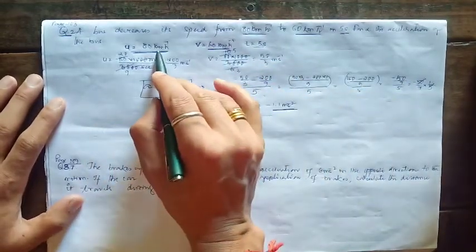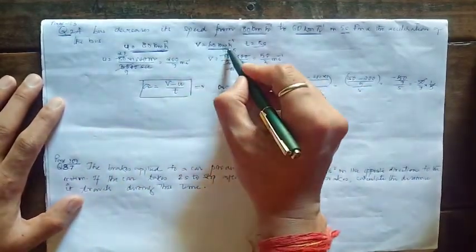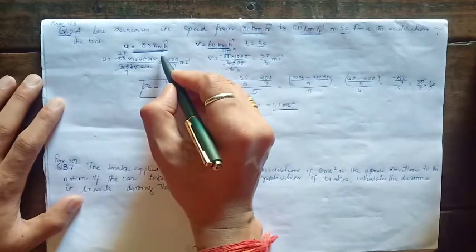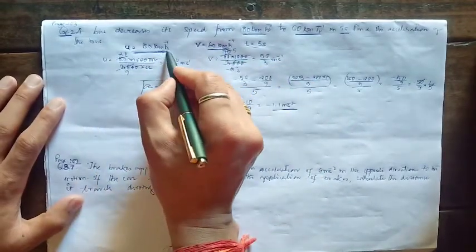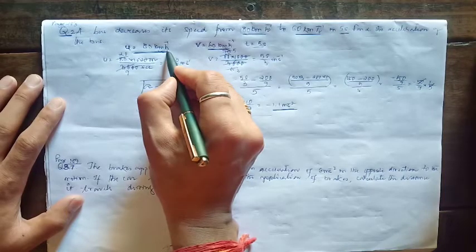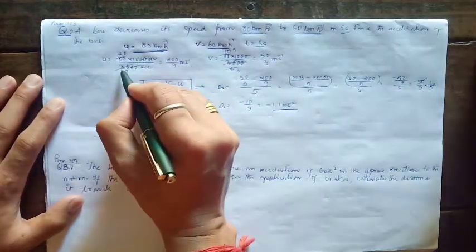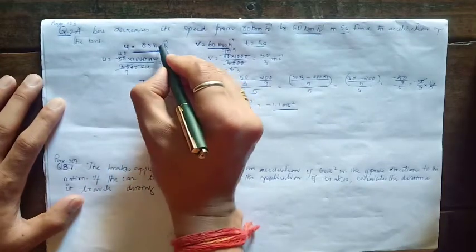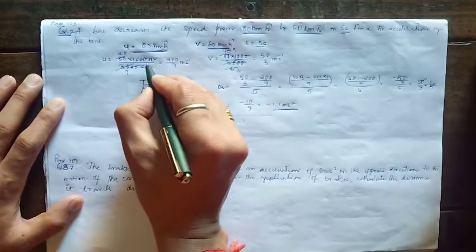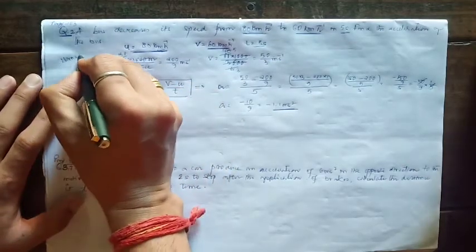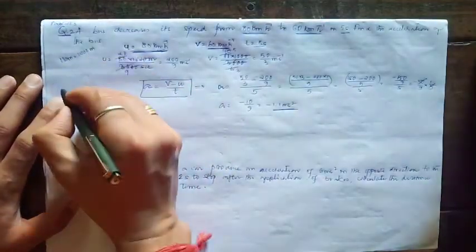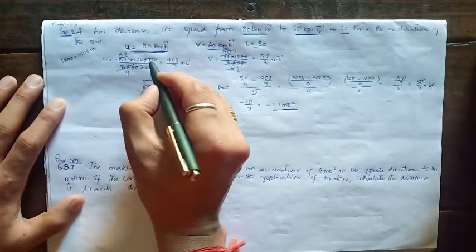Now students, this speed unit is not in SI units, so we have to convert this into SI units. So kilometer per hour should be converted into meter per second. So 80 into 1000 divided by 3600 seconds. Kilometers should be converted into meter, so that's why multiplied by 1000. Students, 1 kilometer equals 1000 meter. So that's why 80 into 1000.